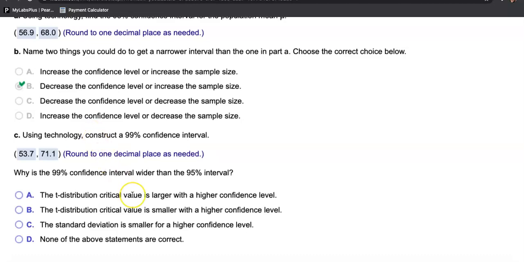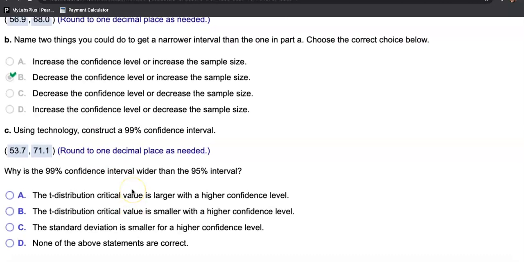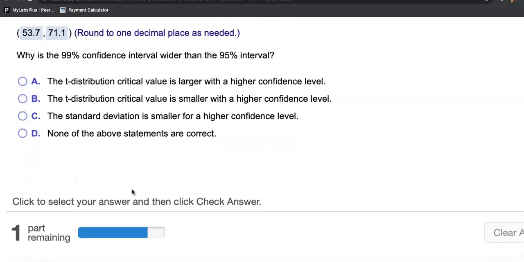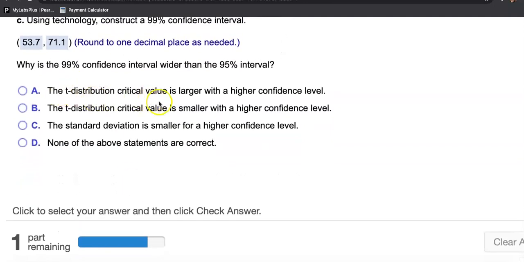Now, why is a 99% confidence interval wider than a 95% confidence interval? Let's read each of them because they're giving you reasons. The T distribution critical value is larger with a higher confidence level. So we want to connect it to the T distribution critical value. Remember how you find the margin of error: you multiply the standard error by this critical T value. And as you get further and further out on the T distribution, the T value gets bigger. So the critical value will get larger with a higher confidence level.